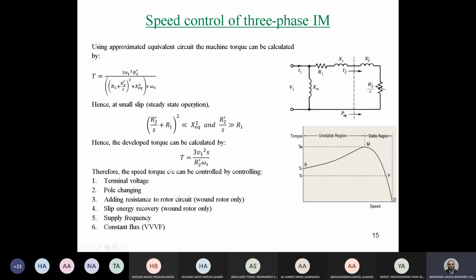Let's see the relation from the equation, the torque speed characteristic, the relation between torque and other parameters in the equation, and try to observe together what are the parameters that we can use in order to make speed control. Let's join me please. Here we have 3V squared R2 over S, over (R1 plus R2 over S) to the power 2 plus X equivalent squared, multiplied by 1 over omega s. So we have the numerator. What are the factors that we can use to control now?